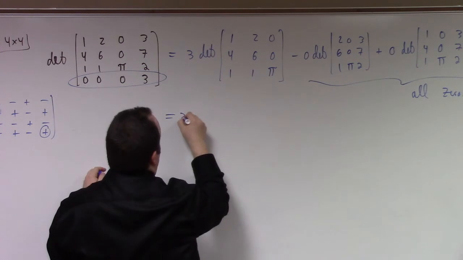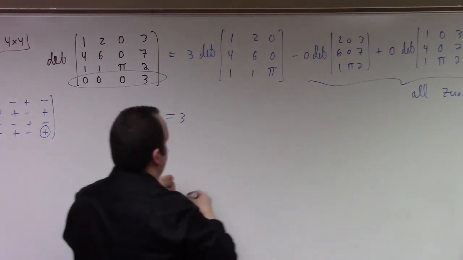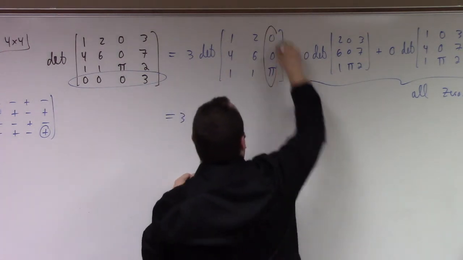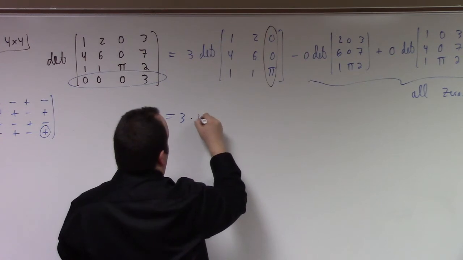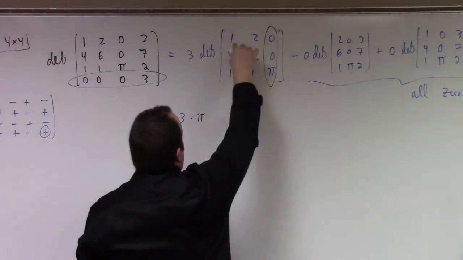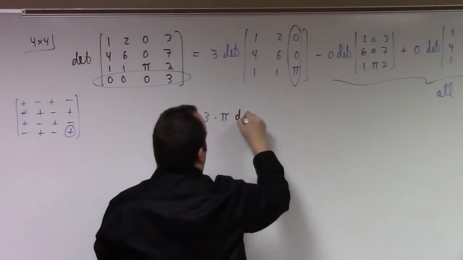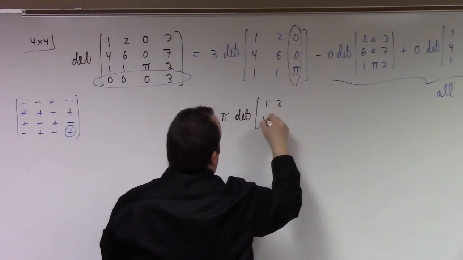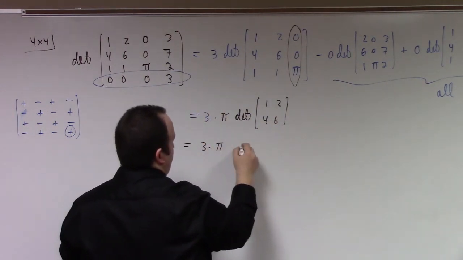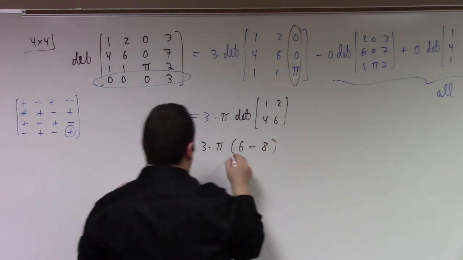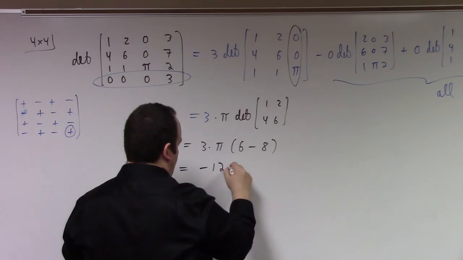So I'm supposed to calculate this. I got 3. And then I think the smart thing here would be to expand on that one, right? So that's going to be 3 times pi. Wait a minute. Plus, minus, yeah, plus, times the determinant of 1, 2, 4, 6, which is 3 times pi times (6 minus 8). So the answer is minus 12 pi.